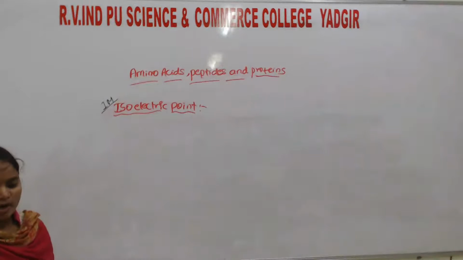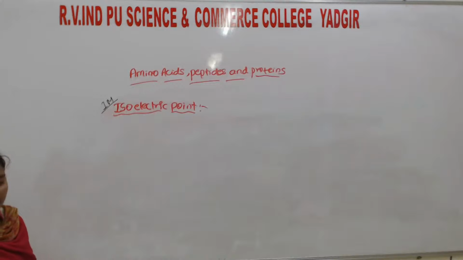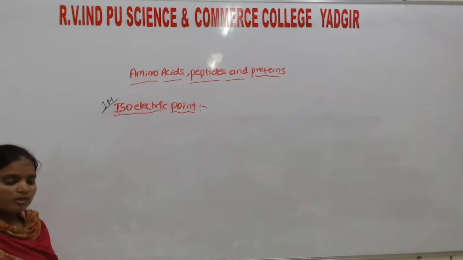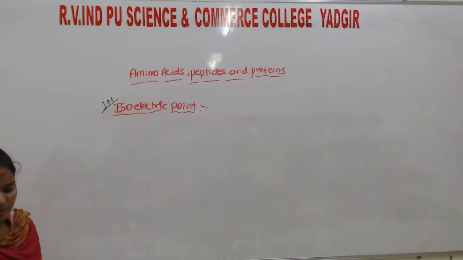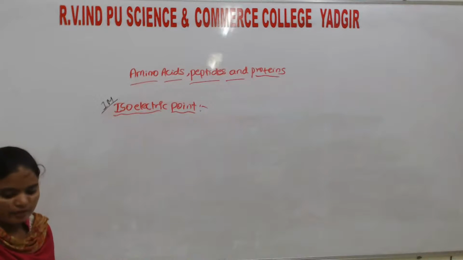The isoelectric point is the pH at which an amino acid exists completely as the zwitter ion. The pH at which an amino acid does not show any tendency to migrate when placed in an electric field is known as the isoelectric point. I am writing two definitions here.